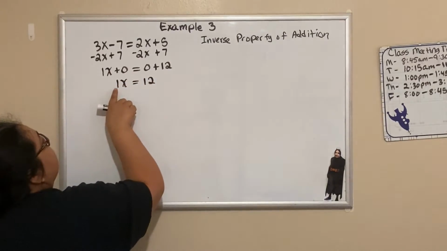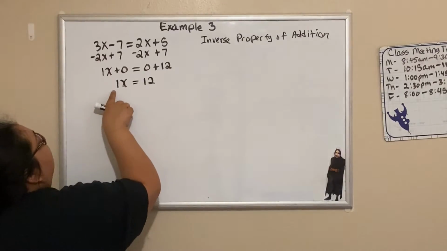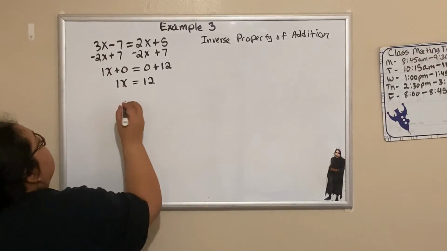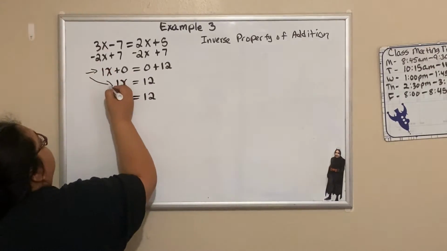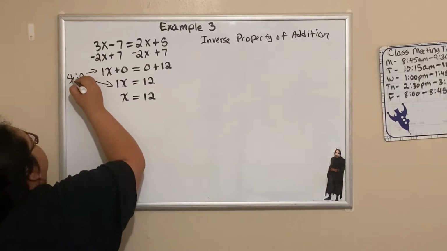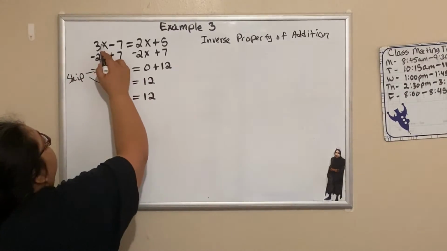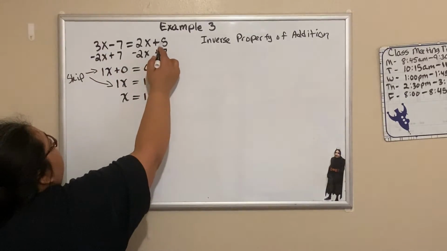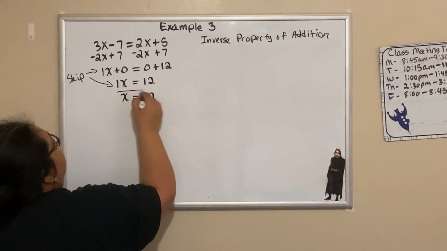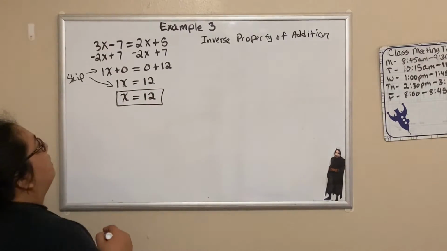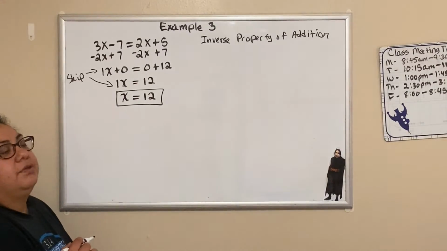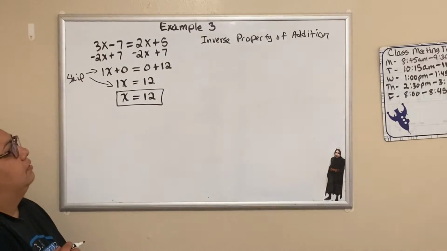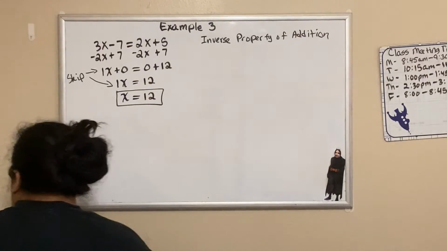And once again, I have the identity property of multiplication here with the 1 times x. I don't need that. I can just say x equals 12. So both of these steps right here can be skipped. You can skip these steps. You can go from 3x to just x, and then from 5 and 7 to just 12, and there is our solution. Okay, so there's example 3. I'm gonna pause for a second so you can finish writing. If you need to, press pause. Okay, so now let's go to example 4.